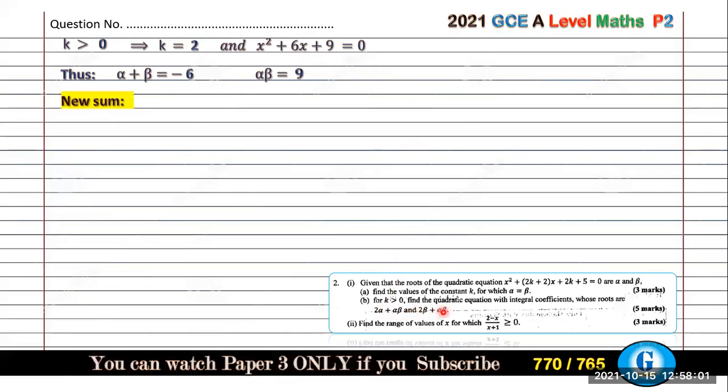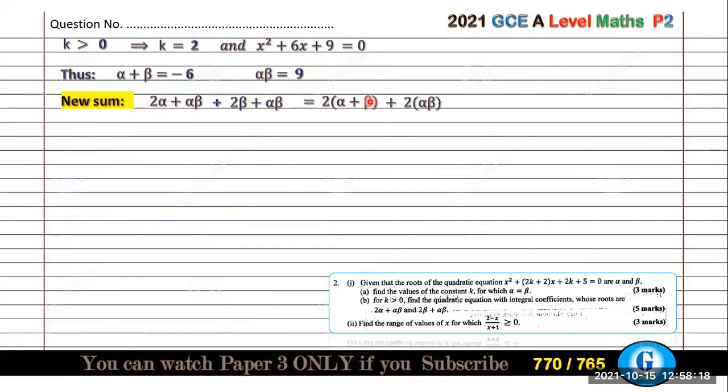So what's our new sum? Our new sum will be equal to 2 alpha plus alpha beta plus 2 beta plus alpha beta. And this will give us 2 alpha plus 2 beta, that is 2 into alpha plus beta, plus 2 alpha beta. But we know that alpha plus beta is minus 6 and alpha beta is 9. So this will give us 2 into minus 6 plus 2 into 9. When we simplify this, we are going to have minus 6 as our new sum. So our new sum is minus 6.